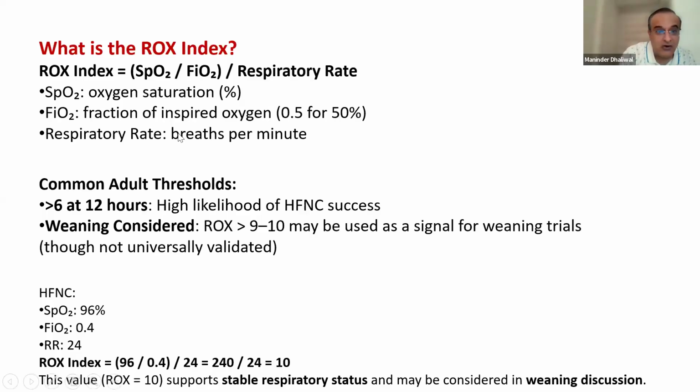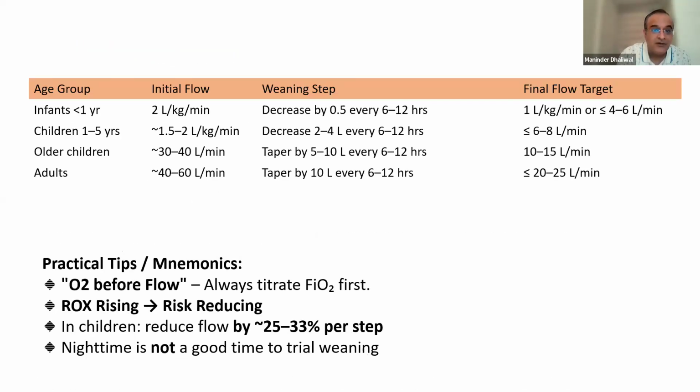So we have discussed the ROX index that was basically used in adults. So if I see a saturation of 96 and a FiO2 of 0.4 and a respiratory rate of 24, then the ROX index over here would be 96 divided by 0.4 divided by 24. So 96 divided by 0.4 would be 240, divided by 24, the respiratory rate, would be 10. So any ROX score which is more than 6 is good. 10 is very good. You start weaning now.